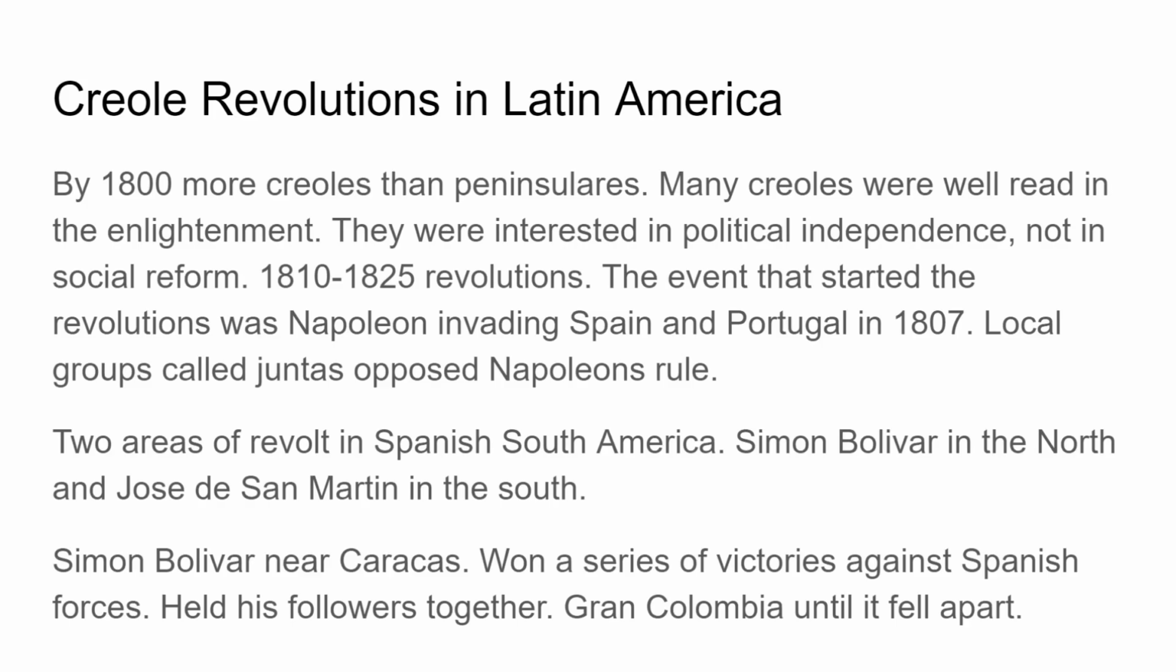So Simón Bolívar is near Caracas. He will win a series of victories against Spanish forces. One of his biggest things is that he is going to hold his followers together. It's a very difficult thing to do. However, once he leaves, this country that he creates called Gran Colombia will fall apart over time.